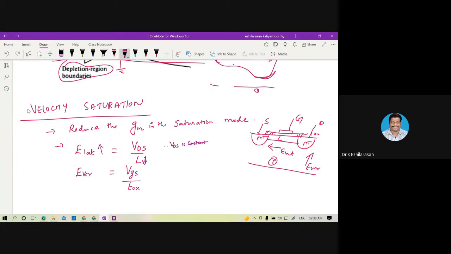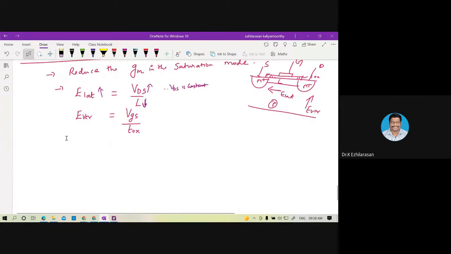Now let me talk about it in terms of a little bit the same thing: if VDS also increases, or you have to increase VDS, automatically E lateral also increases. Now let me go with respect to VD, that is the drift velocity.